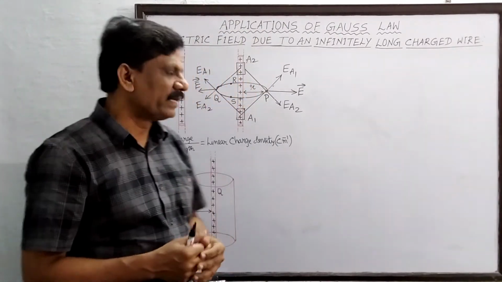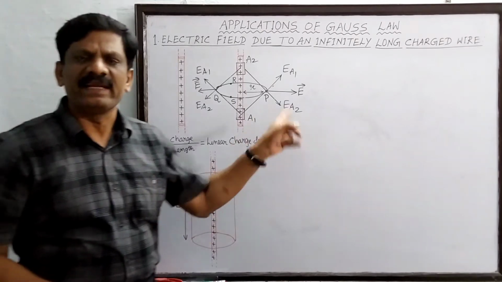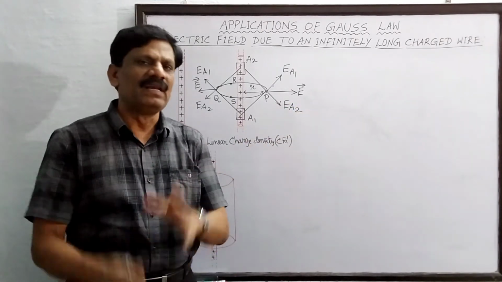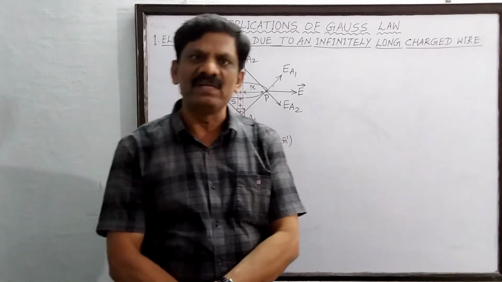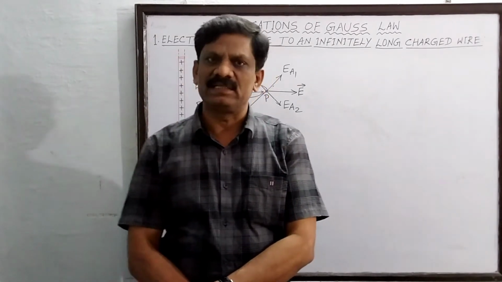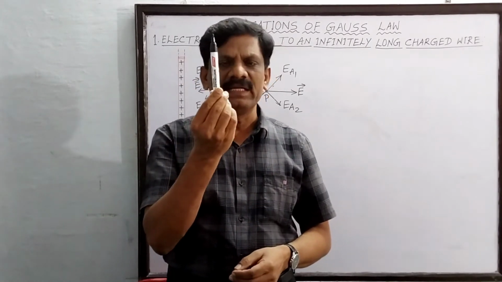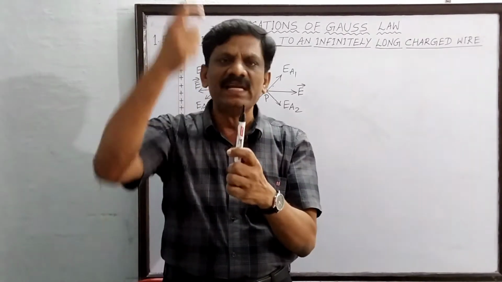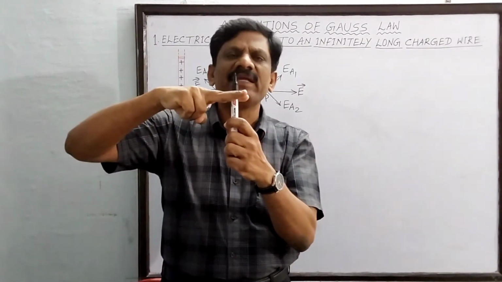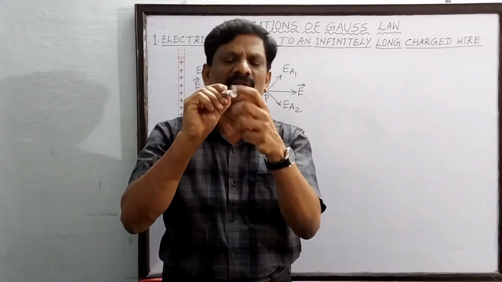Now, to find the magnitude of this electric field E, I will consider a cylindrical Gaussian surface around the charged wire. You see, if you take a wire, whether it is a thick wire or a thin wire, its shape is cylindrical only. If you cut at any point, the cross section will be circular.